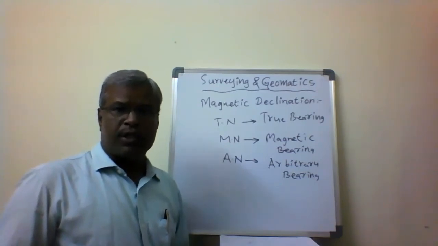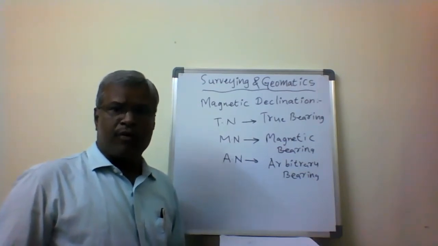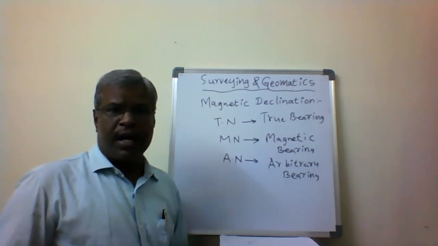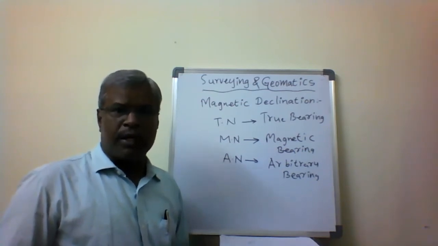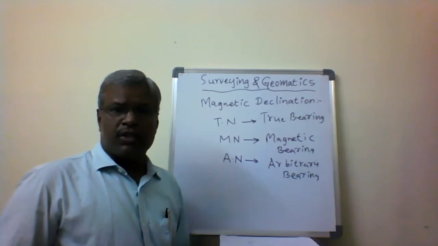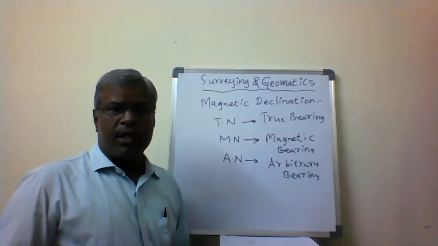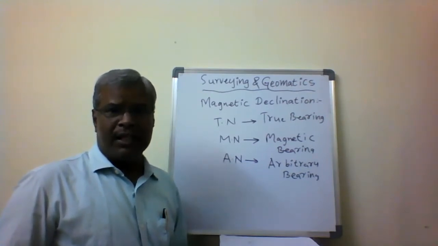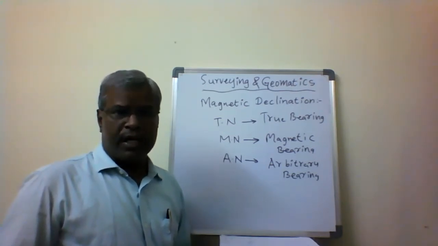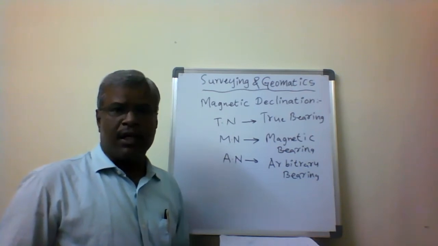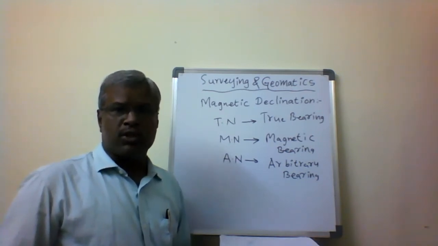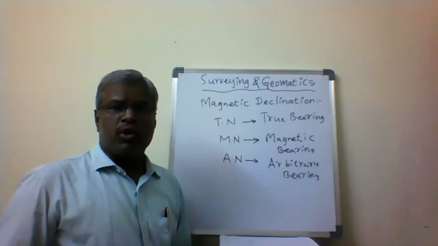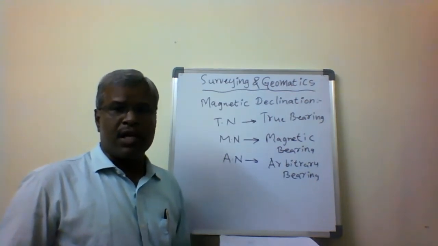So we measure the direction, and from the bearings we calculate the angles. The angles are calculated from the forward bearing and backward bearing. Every line has a forward bearing and a backward bearing, and from these we calculate the angle. Bearing gives the direction. The angle is the intersection of two lines, which gives the angular measurement. So here we get the angular measurement indirectly.